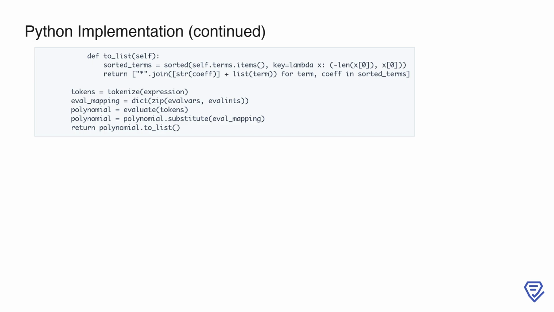Then, the evaluation mapping for variables is created by combining evalvars and evalints into a dictionary. The tokens are evaluated using the evaluate function, resulting in a polynomial. The variable mappings are applied through the substitute method to replace variables with their corresponding values. Finally, the resulting polynomial is converted to a sorted list of terms using to_list, which is returned as the output.